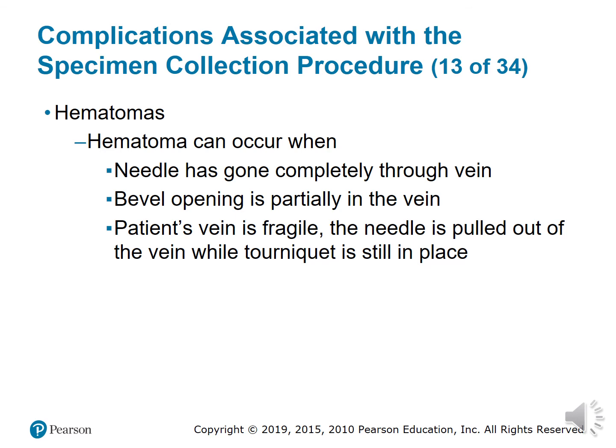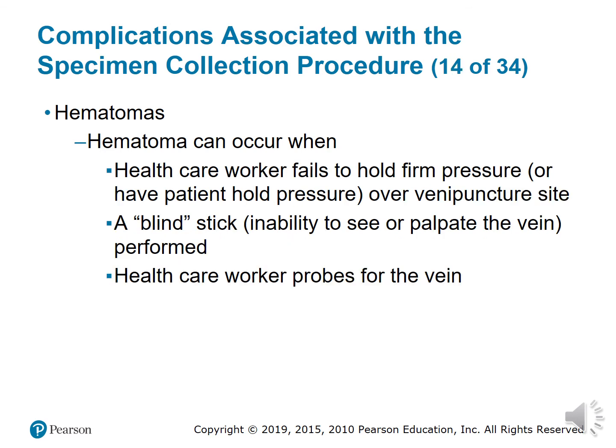Hematomas. A hematoma can occur when the needle has gone completely through the vein, the bevel opening is partly in the vein, the patient's vein is fragile, or the needle is pulled out of the vein while the tourniquet is still in place. Again, the steps. Also if the healthcare worker fails to hold firm pressure or have the patient hold pressure over the venipuncture site, a blind stick, inability to see or palpate the vein, or the healthcare worker probes for the vein.